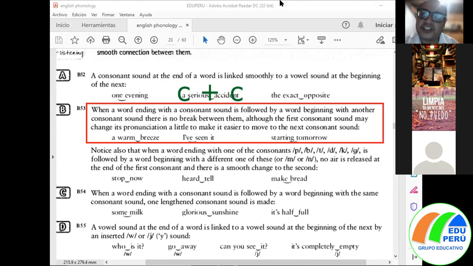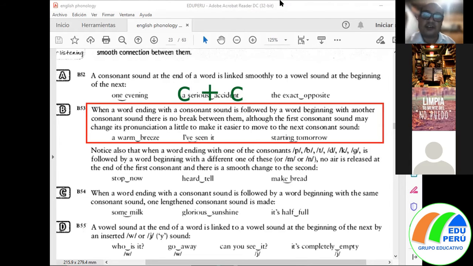Hurtle. You don't say hurt-le with a release. Make bread. You don't say make bread with a release; you say make bread. The sound ka is soft. No aspiration. Make bread.